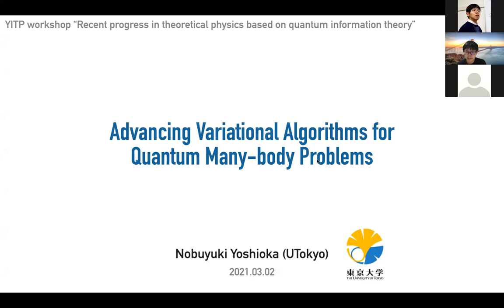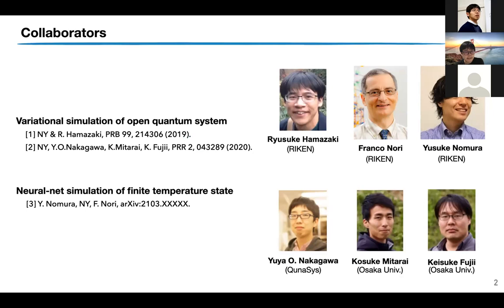Okay, so today I would talk about mainly two topics. First one is about variational simulation of open quantum systems. And another one is variational simulation as well for finite temperature problems. The first one would be mainly about reference number one, which is collaboration with Ryusuke Hamazaki. And if time permits, I would also refer to the work in collaboration with Yuya Nakagawa, Kosuke Mitarai, and Keisuke Fujii. The second part would be about the finite temperature state calculation, in collaboration with Frank Pollmann and Yusuke Nomura at Riken.